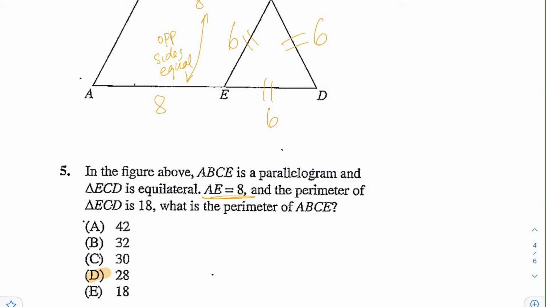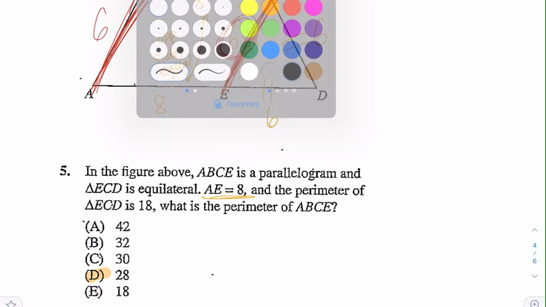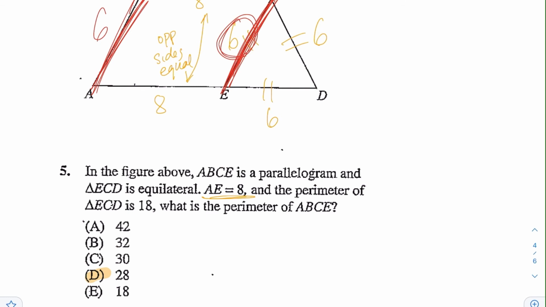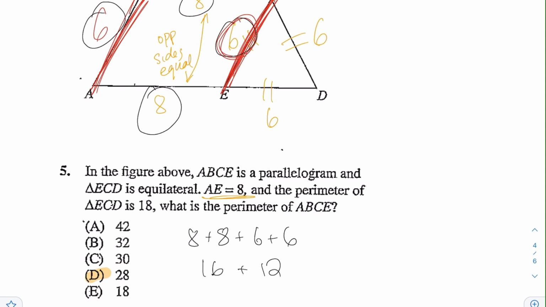So once you know that, then you know that this side is also going to be equal to AB, which is equal to 6. And that's going to give you all the information to tell you about the perimeter of ABCE. It's 8, 8, 6, and 6. So the answer is choice D, 28.